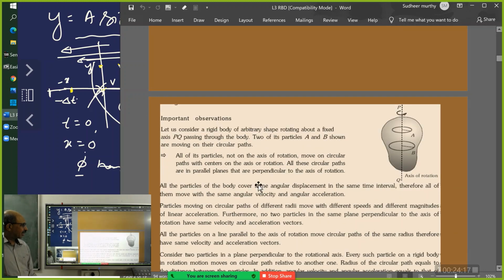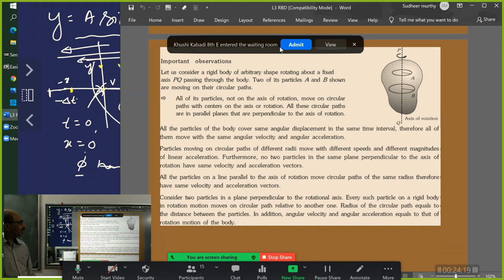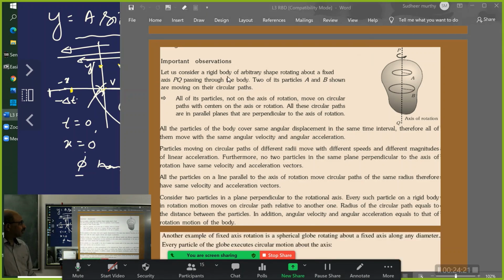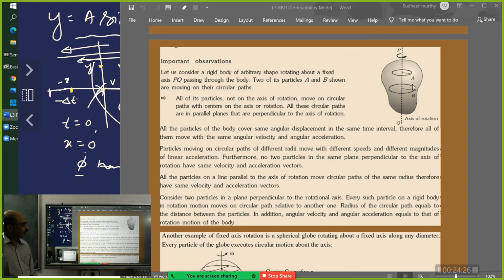Now another diagram which will bring out some more aspects here. Let us consider a rigid body of arbitrary shape rotating. All the particles not on the axis of rotation move in circular paths. All the circular paths are parallel to the plane. I suppose you can now appreciate. I have taken one particle here, another particle here, and this circle that you see is perpendicular to this dotted line. What is this dotted line? Axis.